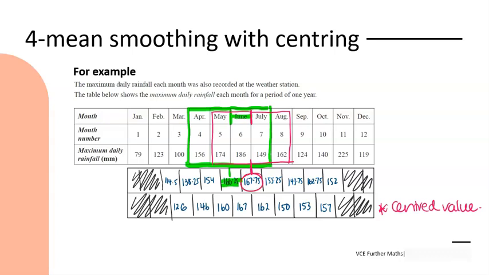And then finally my centered value, notice that my centered value here of 167 is always just the average of the two values above. So you're just taking those two border values and bringing it back in line with the June value, regardless of how big the mean smoothed group is.